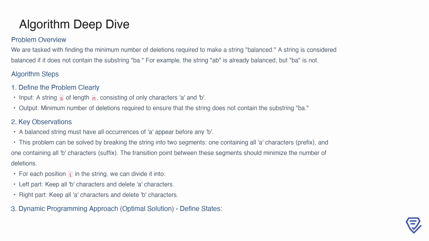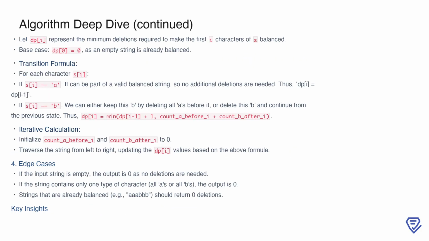The dynamic programming approach is optimal for this, as it allows us to incrementally calculate the minimum deletions while reusing results from previous computations. We define dp[i] as the minimum number of deletions needed to make the first i characters of the string balanced. The base case is straightforward. For an empty string, no deletions are needed, so dp[0] equals 0.